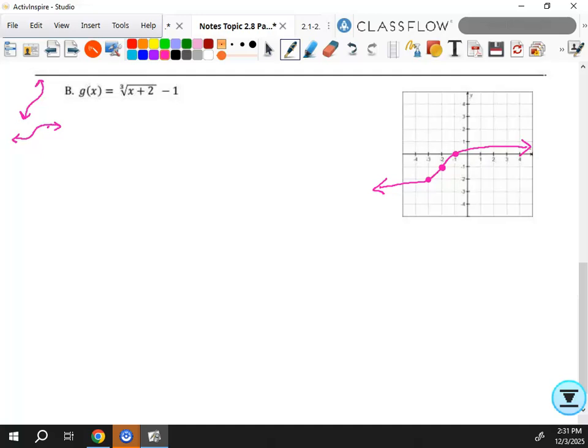And then for g of x, what's our domain? Good, negative infinity to infinity, good. And our range? Negative infinity to infinity, exactly. It's all real numbers for both. Okay, we get to use everything.